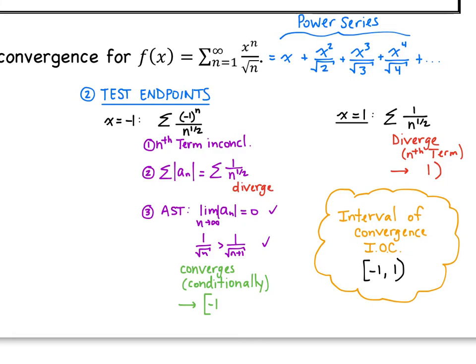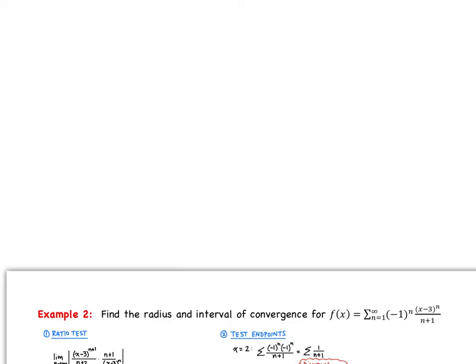Let's go to the next page and try another one on our own. Okay, so I want you to try this one on your own. I want you to find the radius and interval of convergence for this power series, -1 to the n times x minus 3 to the n over n plus 1. So first set up your ratio test and at least find your center and your radius. Then pause the video, come back and see how you did.